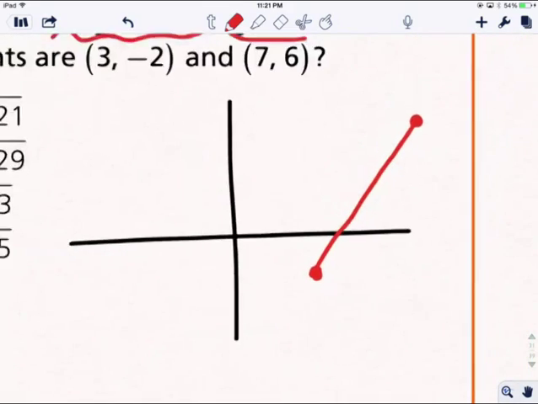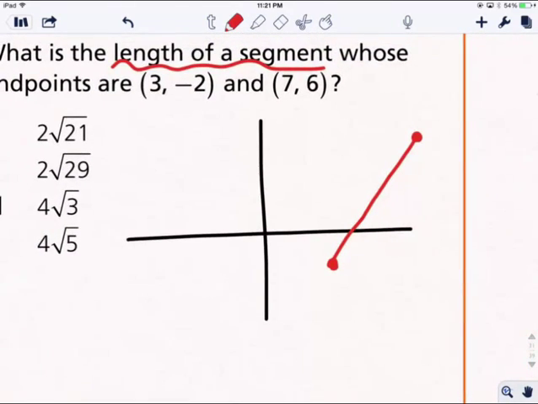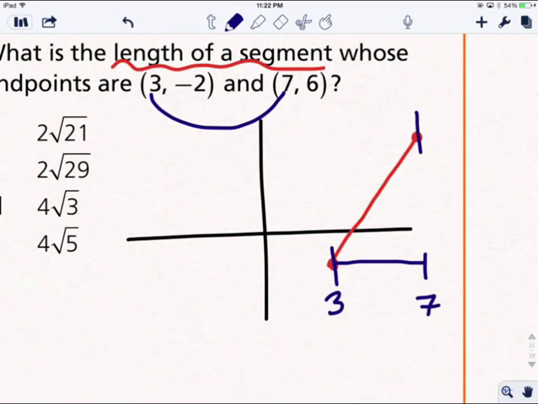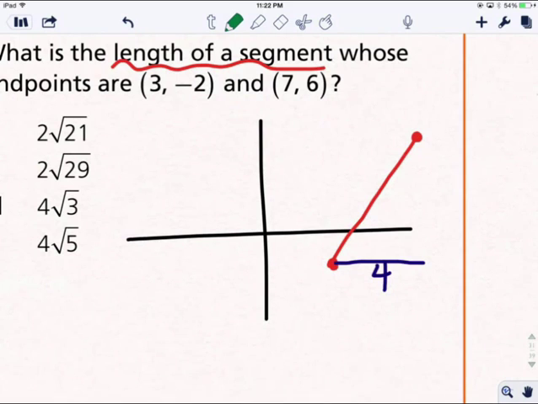Now, do you remember how to find the distance between 2 points? Well, we need to figure out what is this distance. So what is the difference in the x-coordinates of the 2 points? So let's find that first of all. 3 and 7, right? So the x-coordinate here is 3, x-coordinate over here is 7. That means that this distance must be 4, right? 7 minus 3.